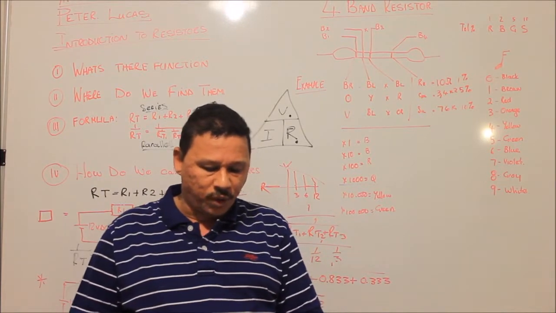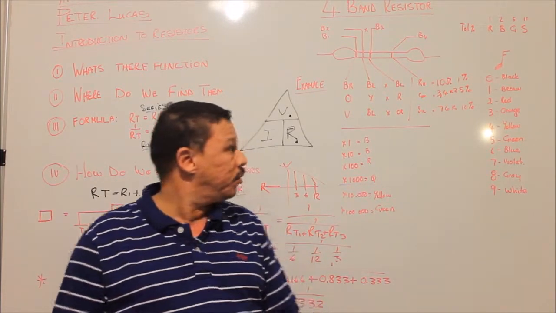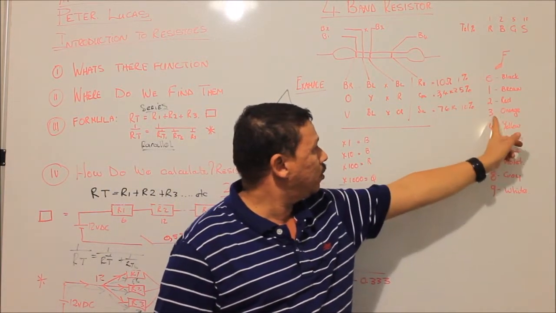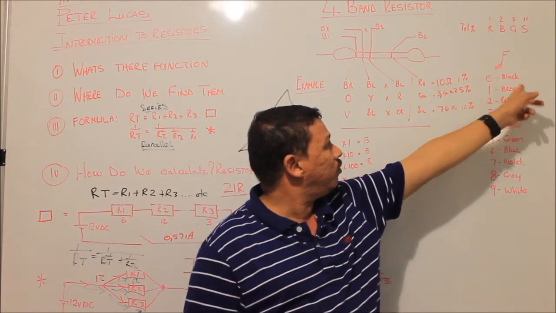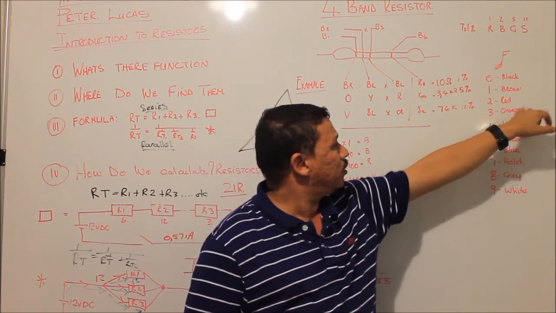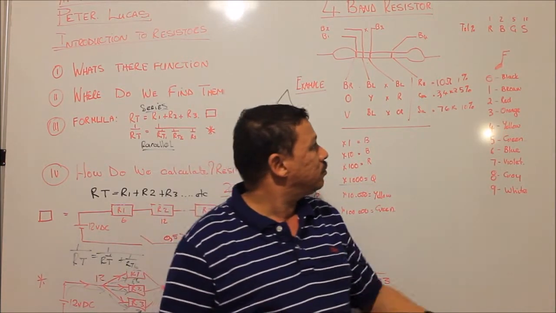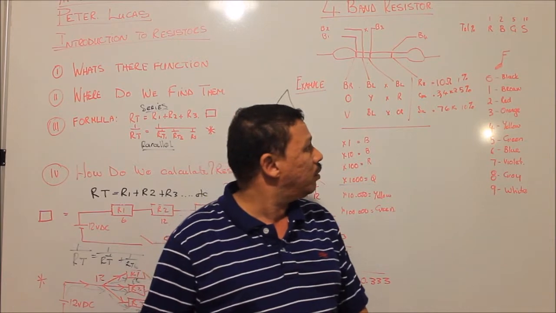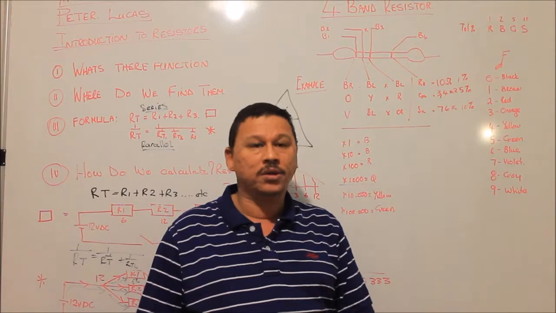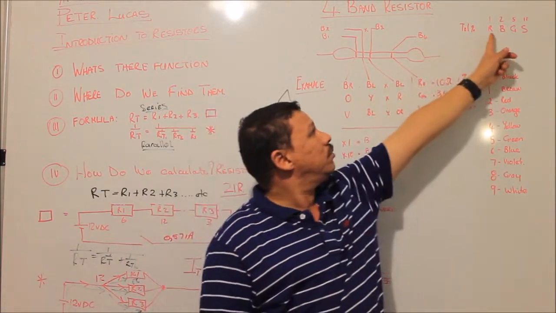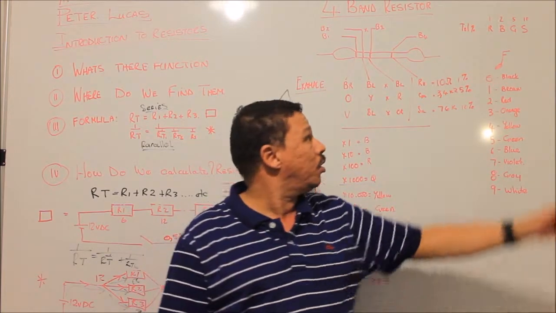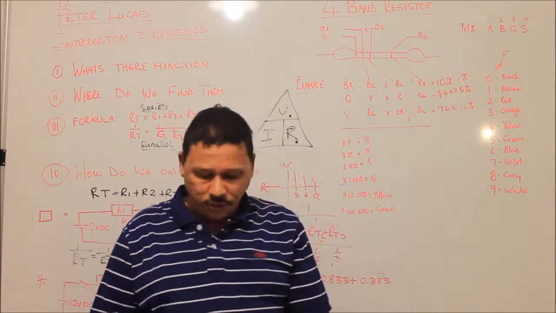What is the color code for a 10 kilo ohm resistor? 10 kilo ohm, 1, 0, 3. So you will have that color, and that color. Brown, black, and orange. What does a red color mean in the tolerance band? Tolerance band, right over there. What does gold color mean in the tolerance band? Right on the far side.